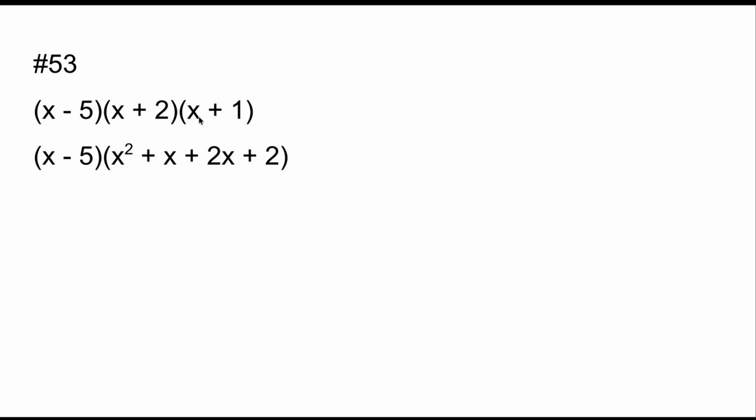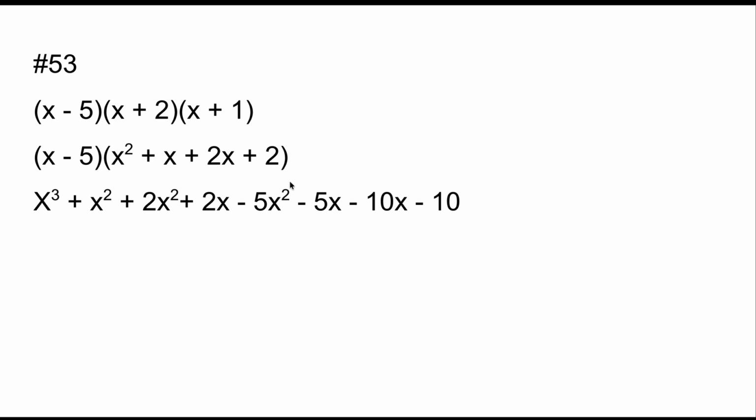So we have x times x, x squared. X times 1, x. 2 times x, 2x. 2 times 1, 2. Oh, I didn't combine my like terms again. I showed it this way. So this is actually fine too. Either way.